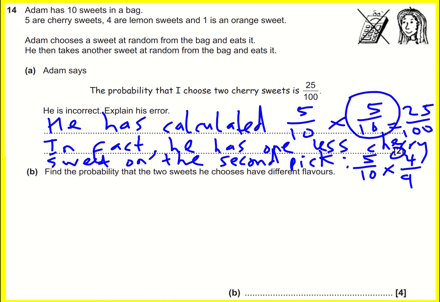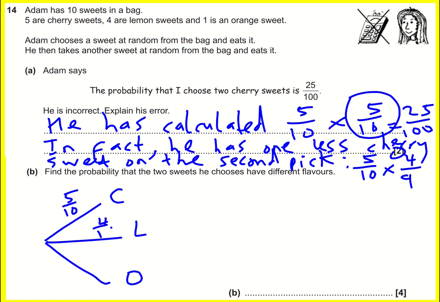Find the probability that the 2 sweets he chooses have different flavours. We could do this without a tree diagram, but I just think a tree diagram can help. So let's go for that. We've got cherry, lemon, and orange. And then I'm going to write down the probability 5 over 10, 4 over 10, and 1 over 10. I can see why you might not bother with a tree diagram because it's going to be quite messy.